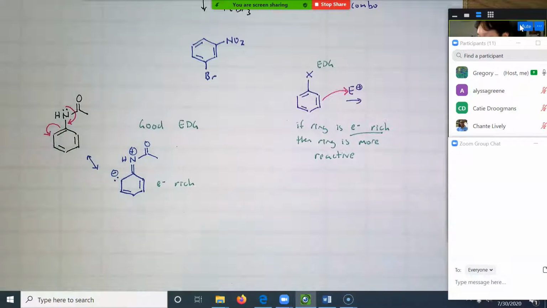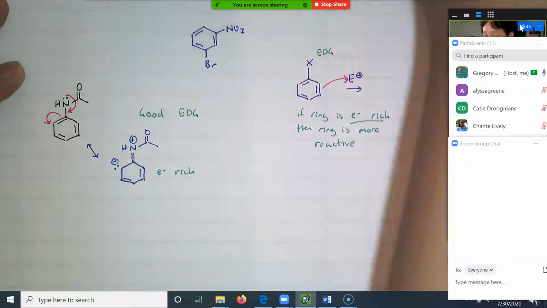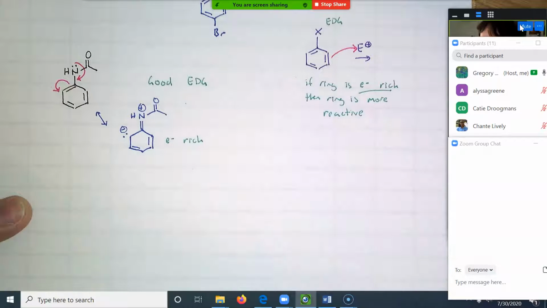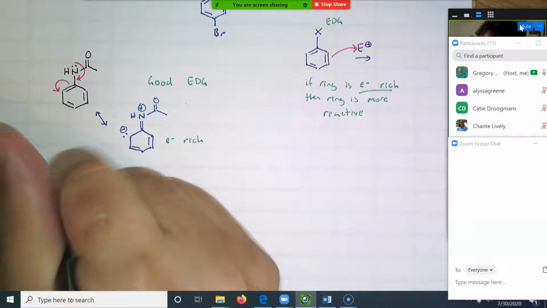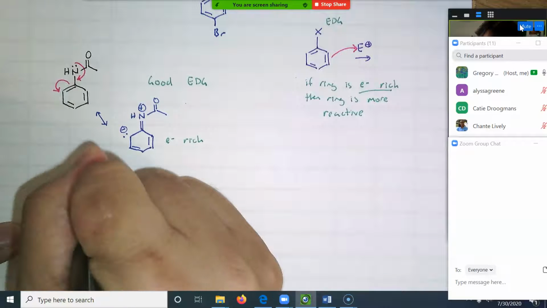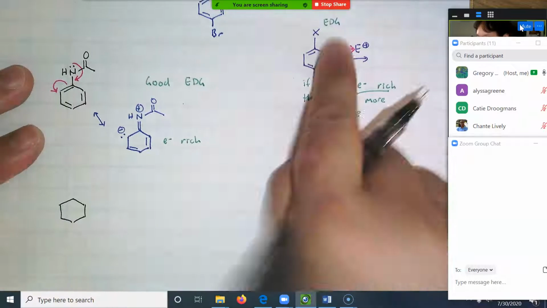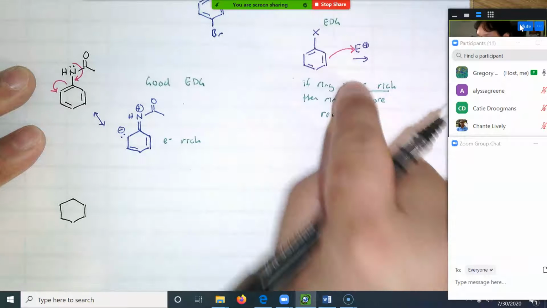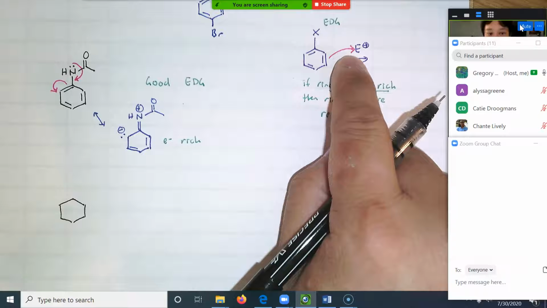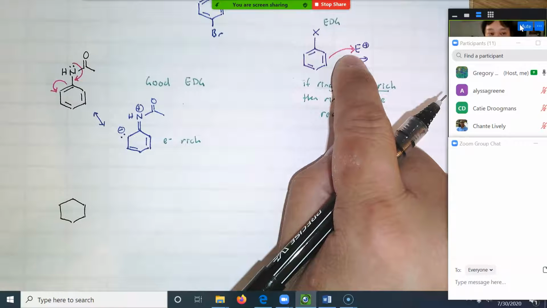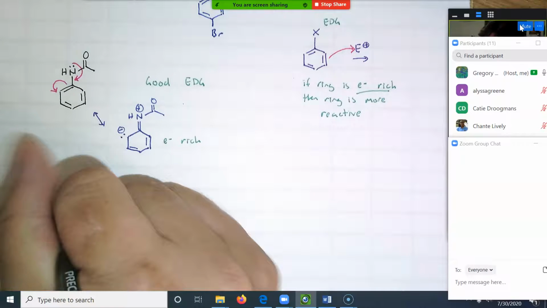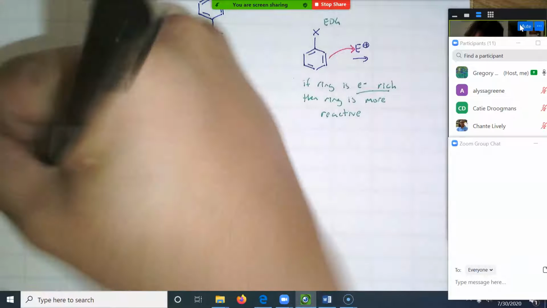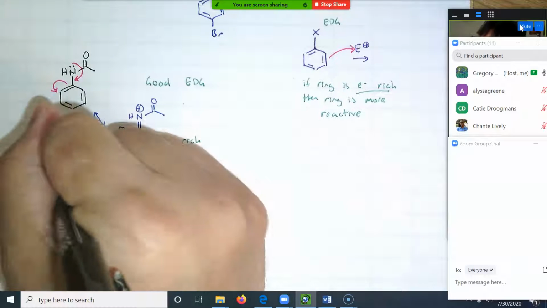I think most people, when they think about the good and the bad, pretty much understand the good. What about the bad? In contrast, we're deactivating the ring. So we're going to put an electron withdrawing group, so it's less likely. It will still happen. It will just happen slower. Let me show you that example. That example is also going to be an amide. But what's the difference?